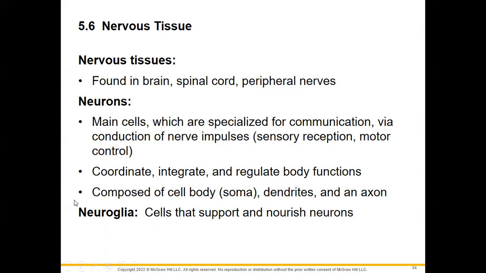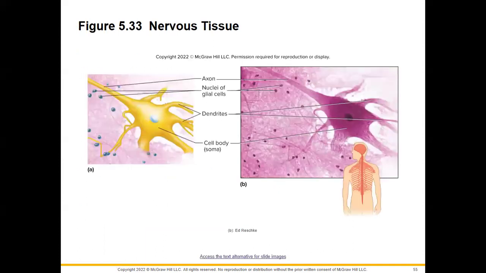Another type of cell associated with the nervous system is neuroglia. These are going to be supporting cells. These are going to be cells that support and nourish the neurons. So neurons are going to have the job of communication. Neuroglia are going to have the job of supporting the neurons. There are different types of neuroglia, but know that all of them function to support and nourish neurons, even though they do it in slightly different ways.